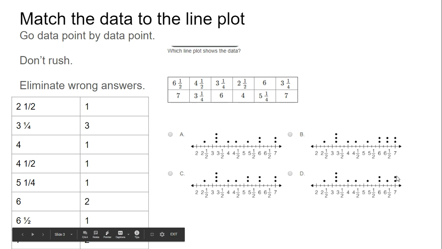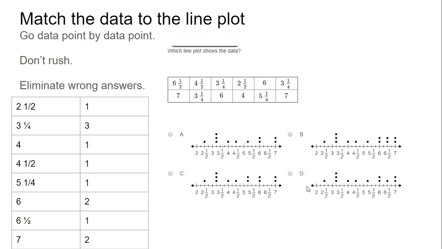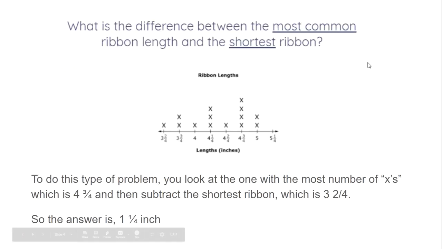Then I'm just going to double check. Okay, there's 2 dots above 7. So D is the correct one. It was a lot easier if I reorganized my information.